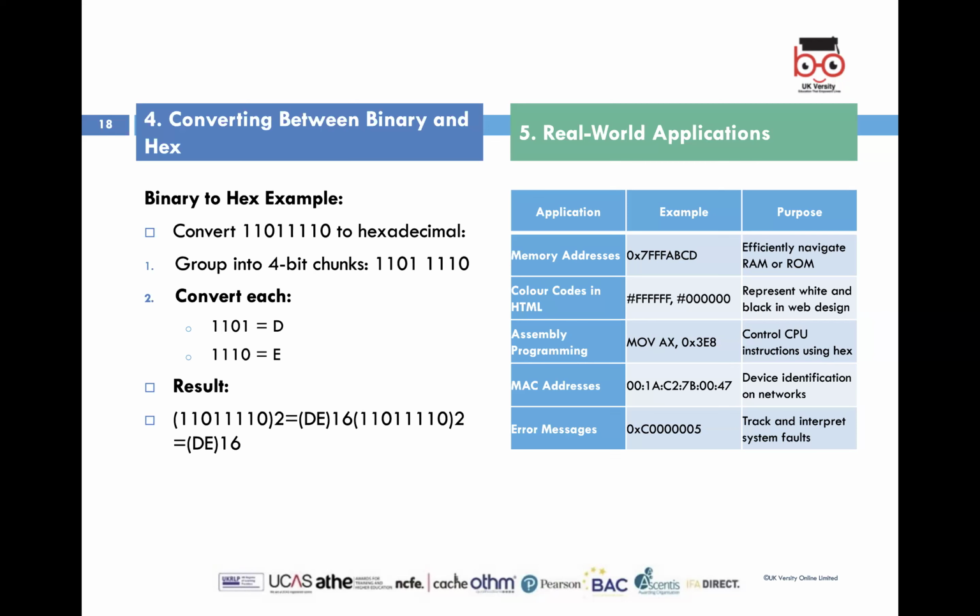So, real world applications. Memory addresses. An example is shown there, 0x7FFFABCD, and the purpose is to efficiently navigate RAM or ROM. Color coded in HTML, #FFF or #000000 represent white and black in web design. Assembly language, MOV AX 0x3E8, controls CPU instructions using hex.